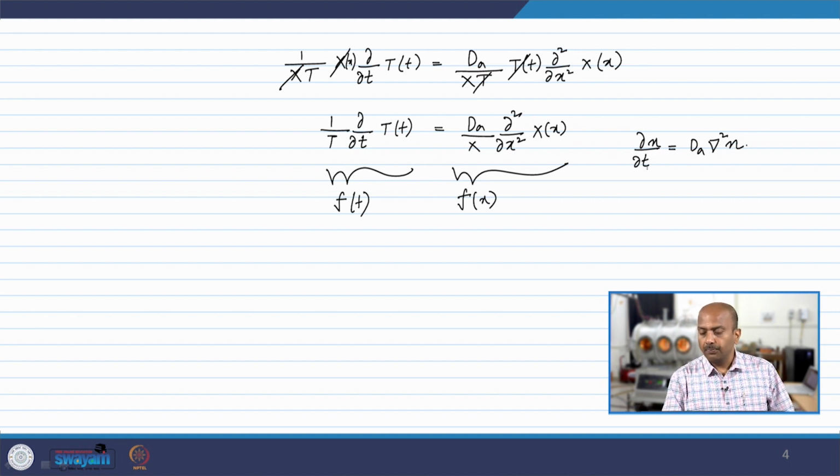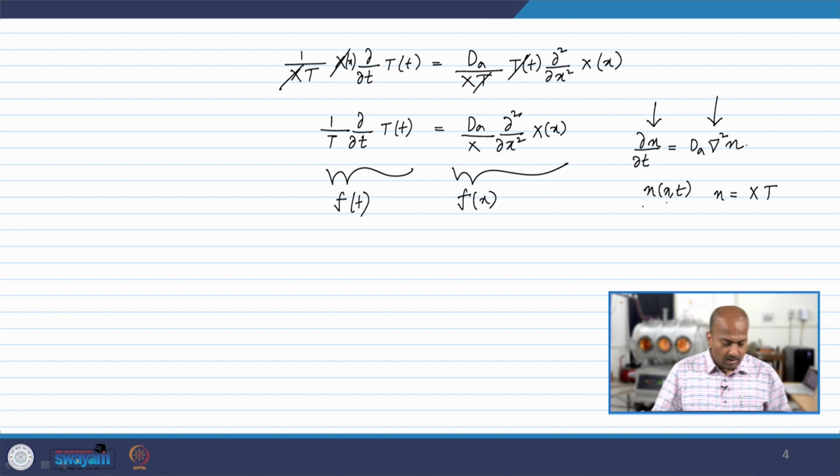You see this, since n is a function of x and t, on both sides of this equation we have terms which are functions of x as well as t. Using this solution n equals capital X times capital T, what we have been able to achieve is to separate this equation. On the left hand side we have only a function of time, and on the right hand side only a function of x. But the interesting thing about this is that both of these variations are actually equal.